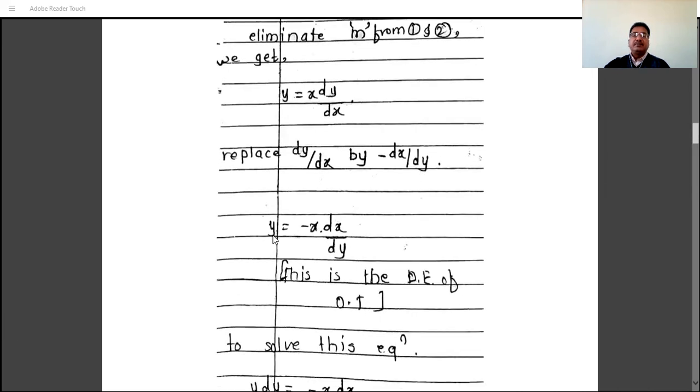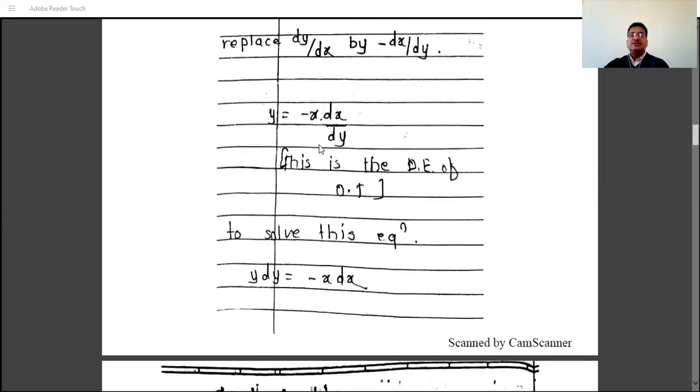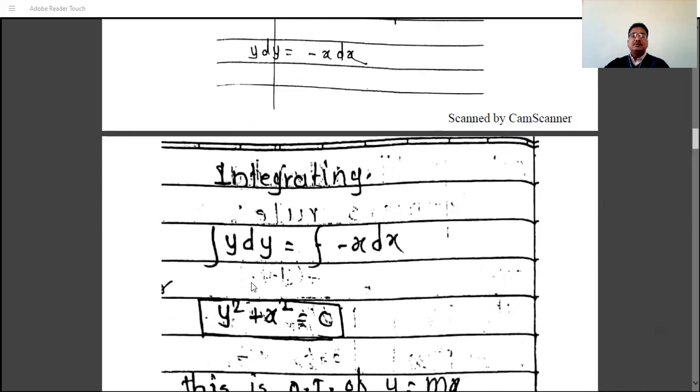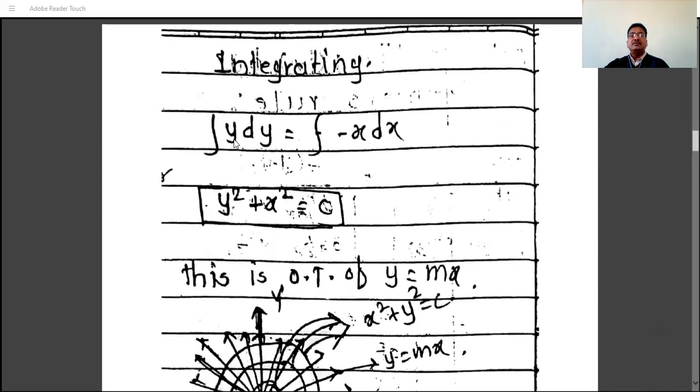So this is the equation of orthogonal trajectories, and that is y is equal to minus x dx by dy. And solve this equation. This is a differential equation in variable separable form. Separate the variables. We have y dy is equal to minus x dx after separating the variables, and then integrate both sides. We have y square by 2 is equal to minus x square by 2 plus, suppose c1, the constant of integration.